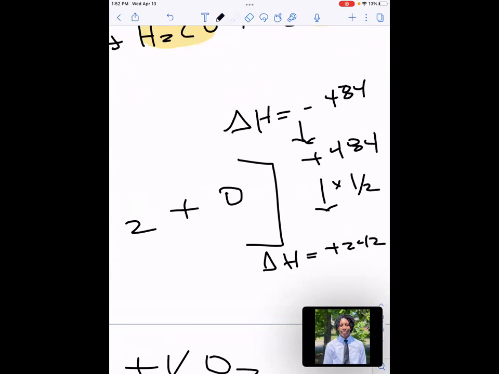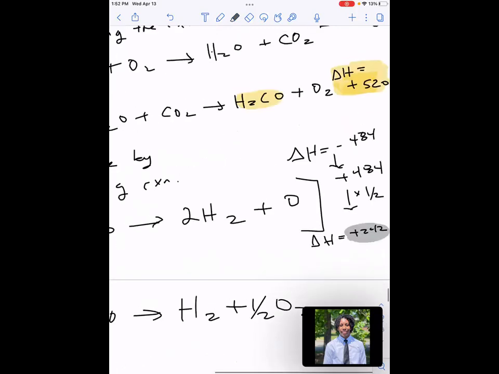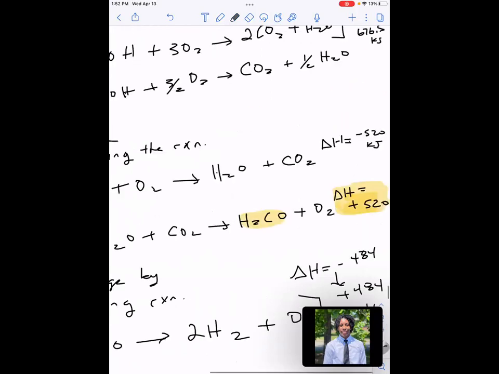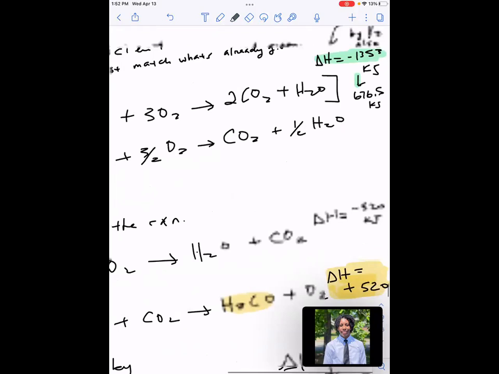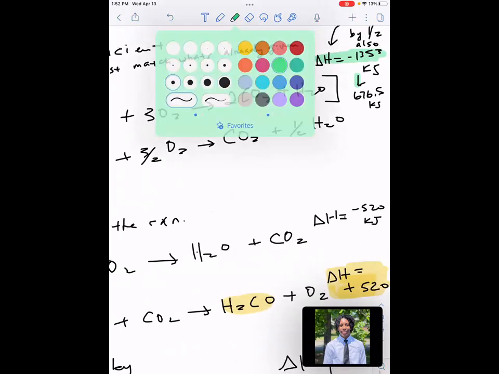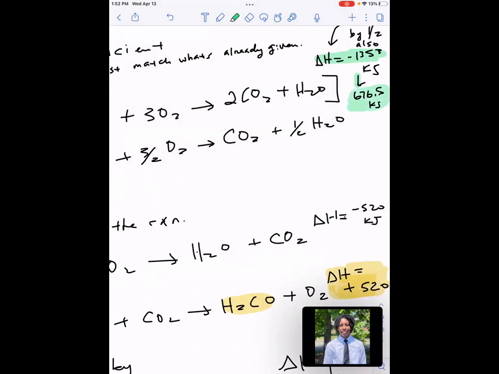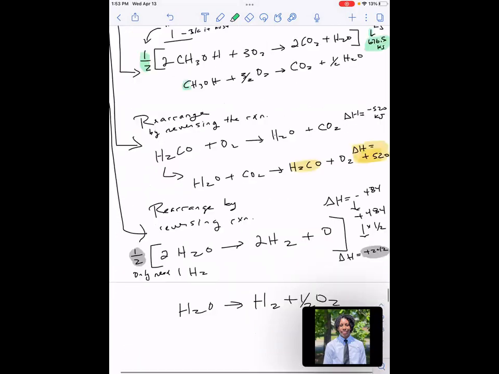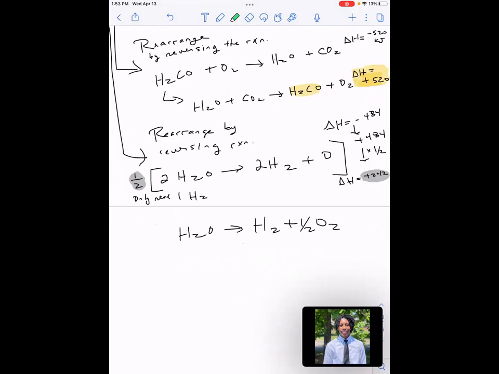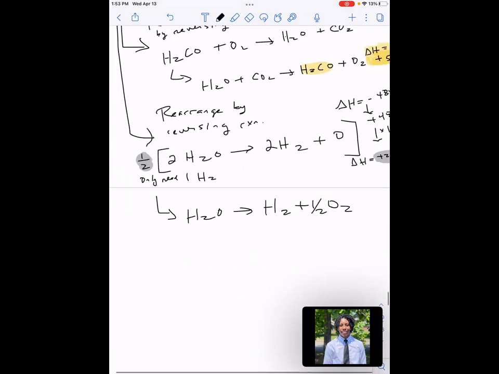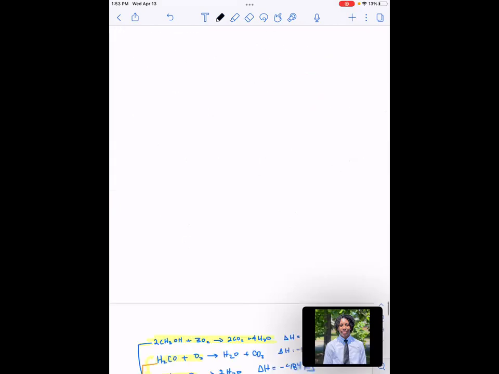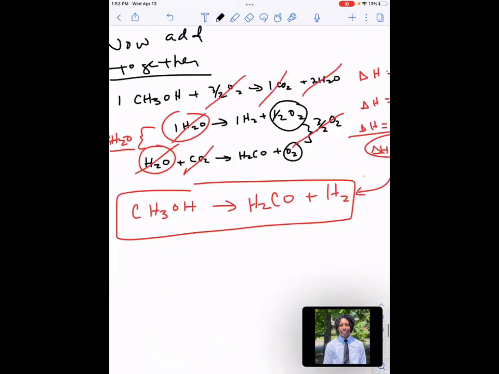So now I got all my values. I got the enthalpy for this, I got the enthalpy for the second reaction and the first reaction. So I'm set. Now all I need to do is add all this stuff together. So that's 676, positive 676, negative 520, and then positive 242. All right. I multiplied all that by 1/2, cut the enthalpy in half, and now I just need to add these together. And for the sake of time, I'm just going to show it to you because we did it this morning. And this is what it would look like added together.